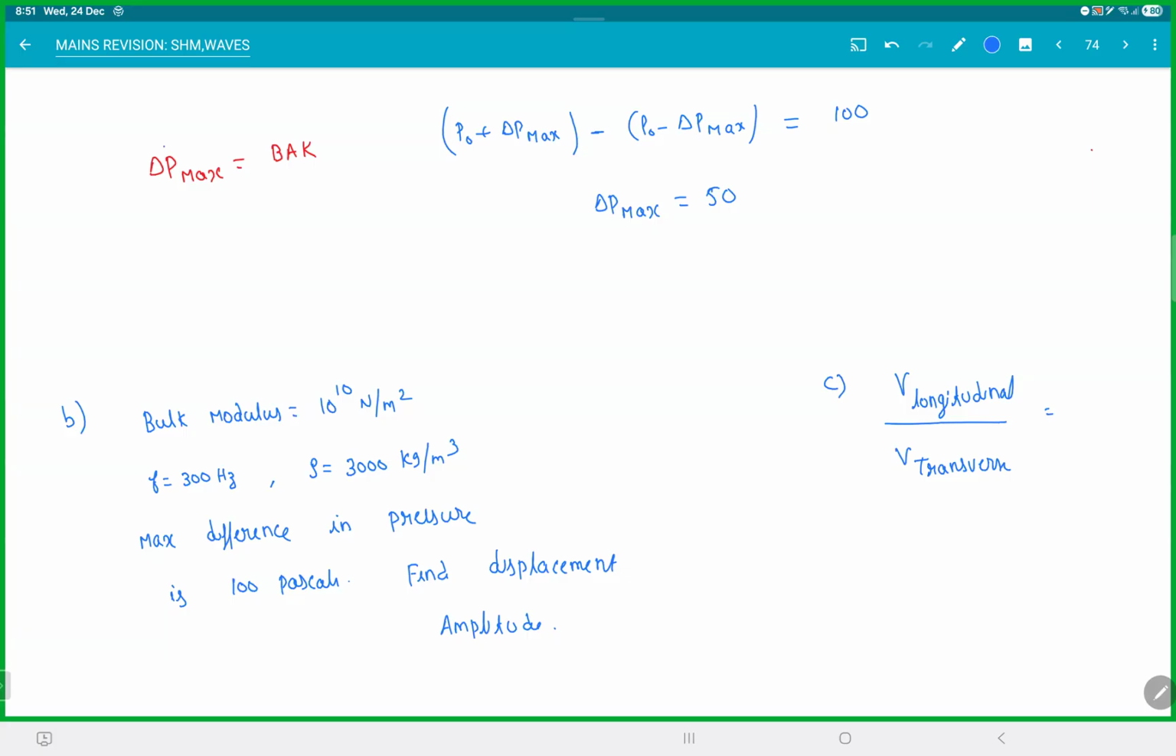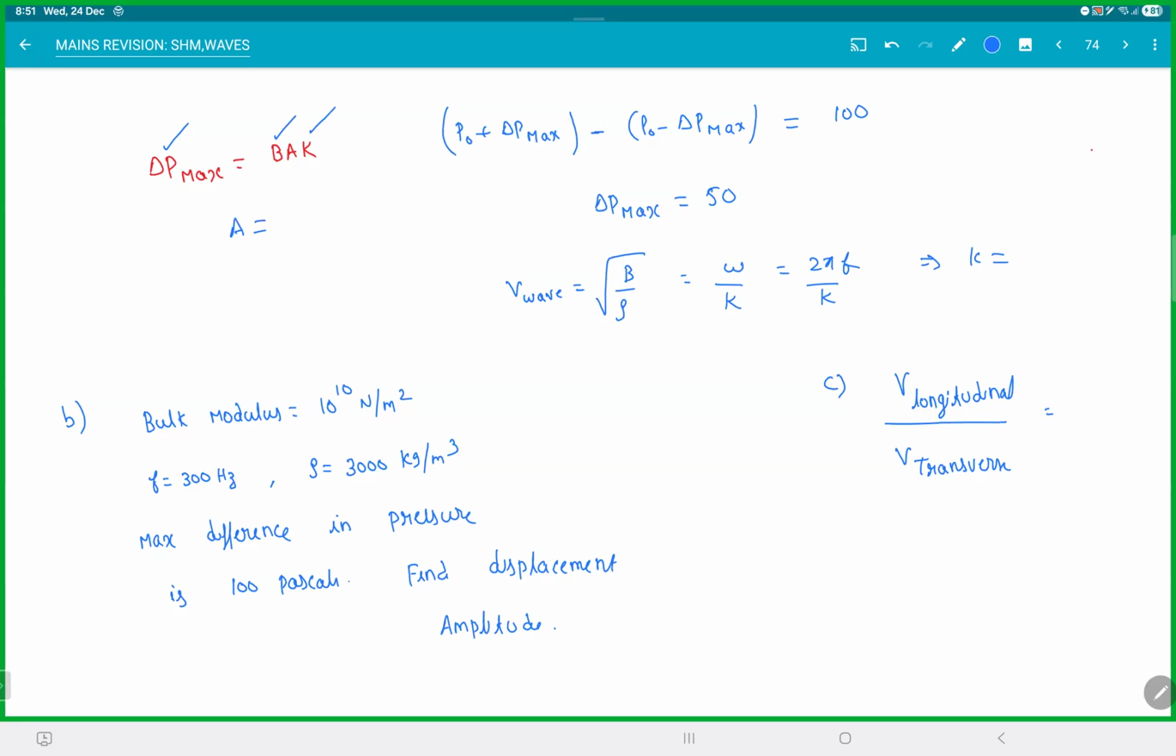So delta P max is 50, bulk modulus is given, where will the value of k come from? Remember, what is the formula for wave speed? Root over bulk modulus by rho. That is the formula for the longitudinal wave. V wave is root of bulk modulus by rho. From there you'll get V wave. Once you got V wave, from there we can get k. V wave is nothing but omega by k. Omega is nothing but 2 pi f. So from here you can get k. There you got everything. So you will get the value of A. Sure.